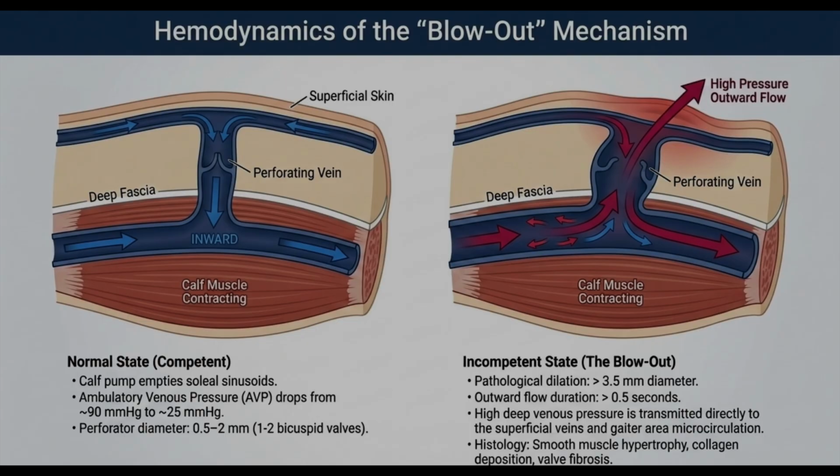In the incompetent state, that is the blowout state, pathological dilatation of more than 3 to 3.5 mm diameter of the superficial vein occurs. Outward flow duration is more than 0.5 seconds. High deep venous pressure is transmitted directly to the superficial veins and gaiter area microcirculation. Histology: smooth muscle hypertrophy, collagen deposition, and valve fibrosis are noted.